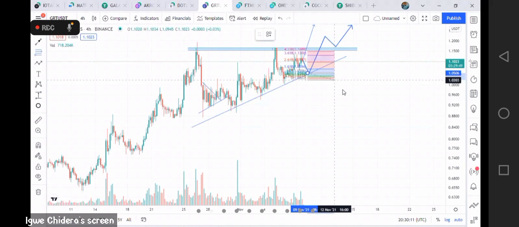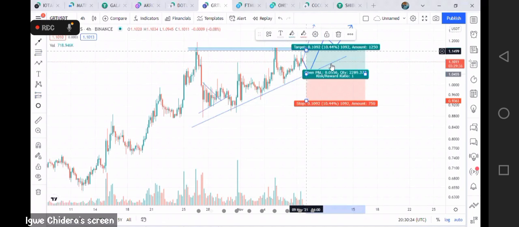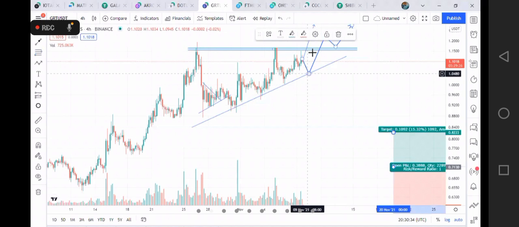Sorry, I made a mistake. Let me check from here to here. Is 10% movement. You see that? So if the market should get here and you enter the position here to take profit here, is 10% movement. You see that? Now you can just wait for the breakout to occur first and then retest before you buy.